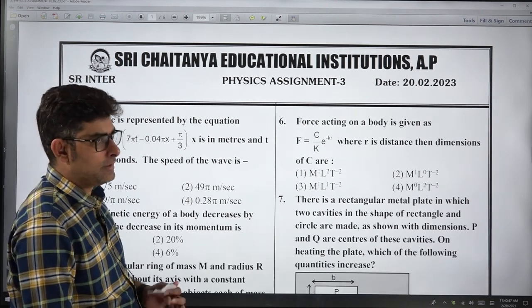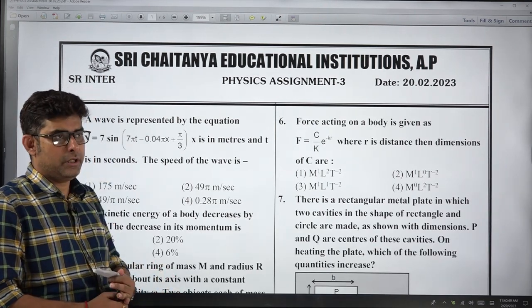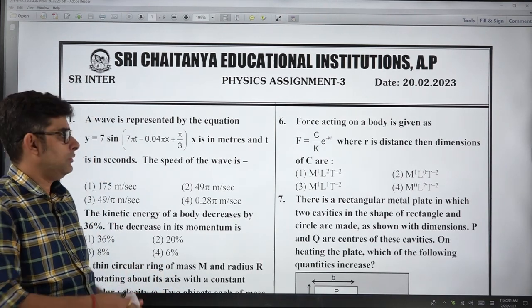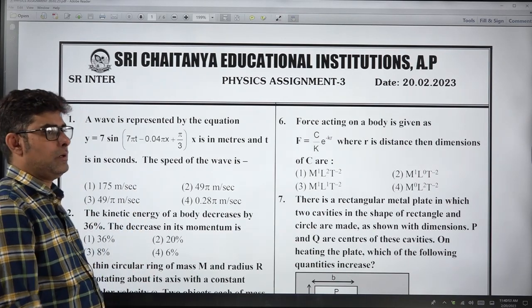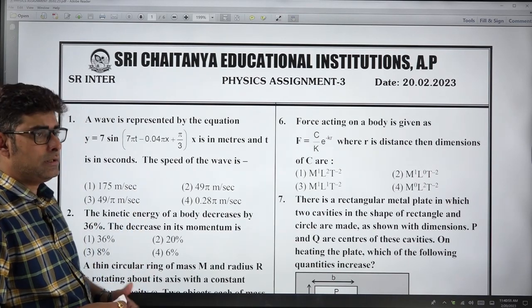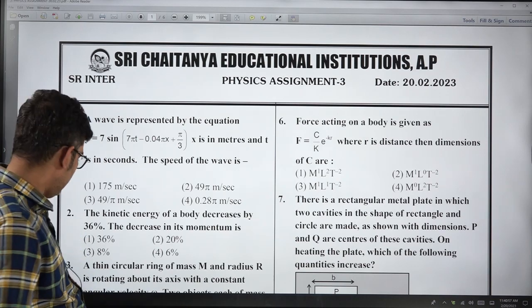Today we'll be discussing the physics assignment 3 given to you all. Okay, so this is the paper as you can see. So we'll be starting with the solutions one by one.